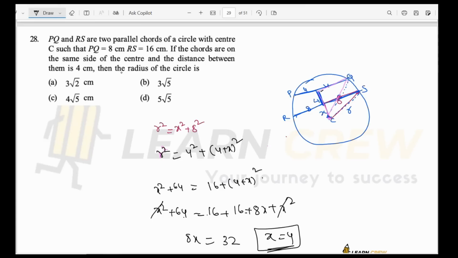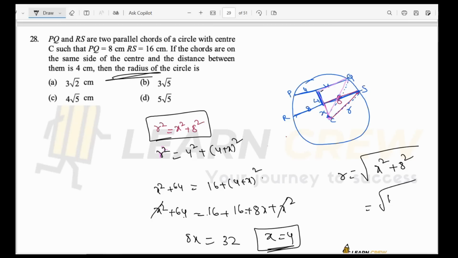So you need the radius of circle. Radius is how much? Radius is equal to square root of X square plus 8 square. Yes or no? X is already 4. 4 square is 16, 8 square is 64. So 64 plus 16, 80. Root 80 means root 16 into 5, thereby 4 root 5. Answer is 4 root 5.